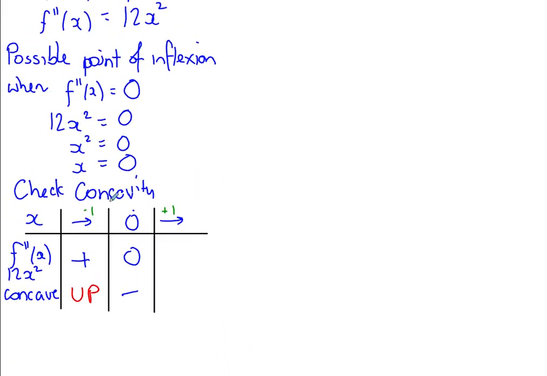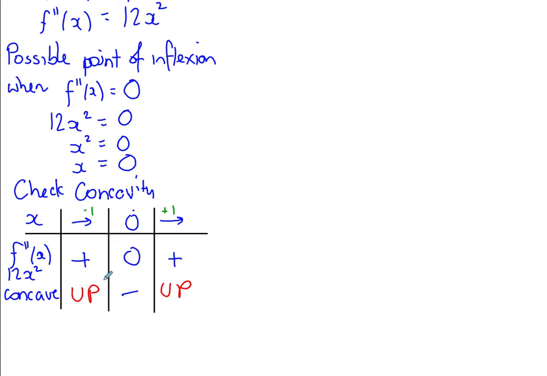We're thinking up to the right hand side of our point of inflection, so a number bigger than 0, which will be positive 1. So in this case, x squared, positive 1 squared is 1, multiplied by 12 is positive 12. So we've also got a positive value for the second derivative at 1, which means it also is concave up.